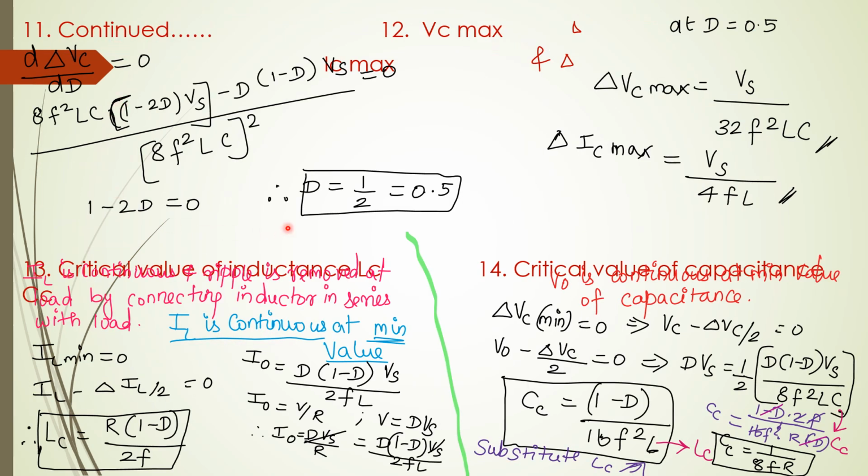Here, the final one. D equals half, duty cycle equals 0.5. Change in D. At D equals 0.5, we'll get Vc max and Ic max this way. And this is the critical value of inductance LC, and the critical value of capacitance CC. Thank you.